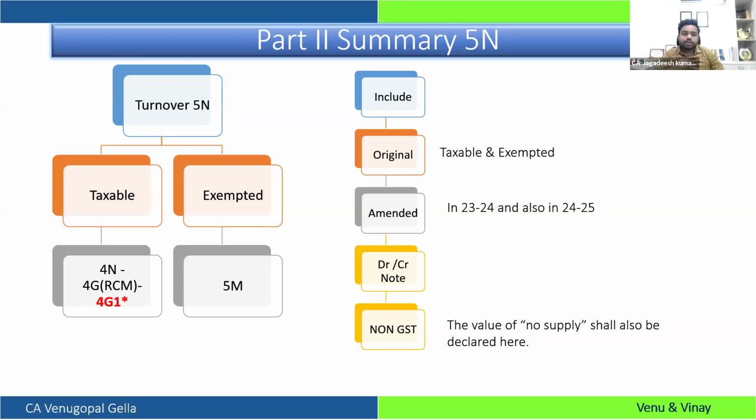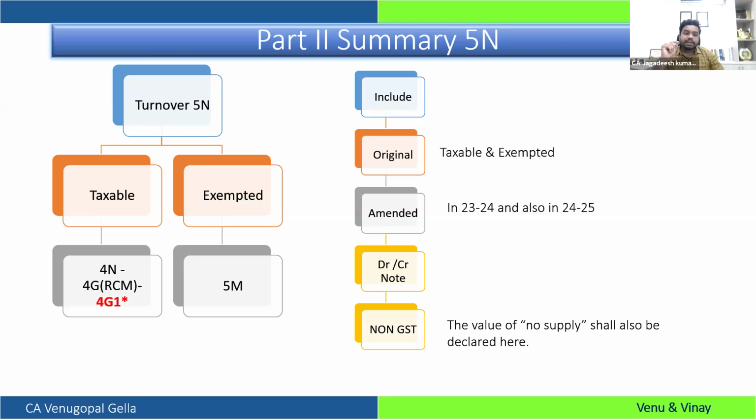Taxable turnover: here my turnover is 4N minus 4G minus 4G1. That is my outward taxable supplies minus supplies on which tax is payable under reverse charge. Actually, this 4G1 and 4G is not my turnover. I am paying tax under reverse charge on supplies made by my supplier. These are all inward supplies. For that reason, I am reducing them from my total taxable supplies.